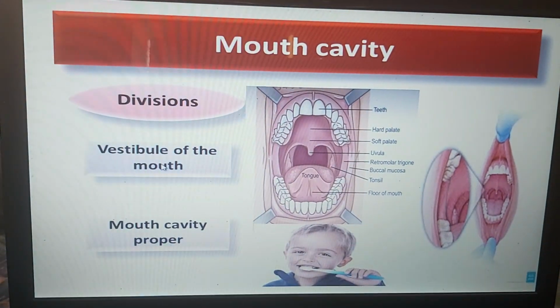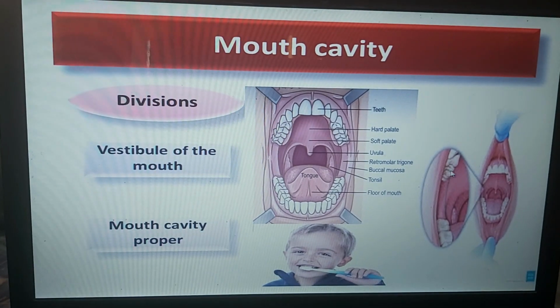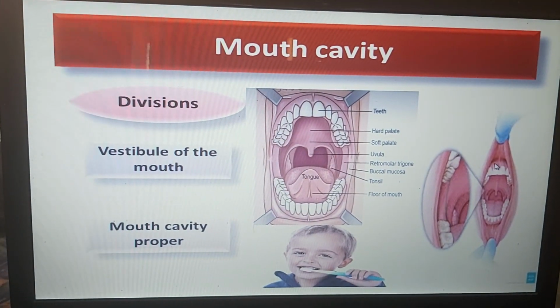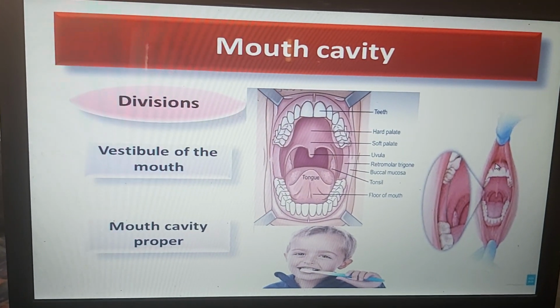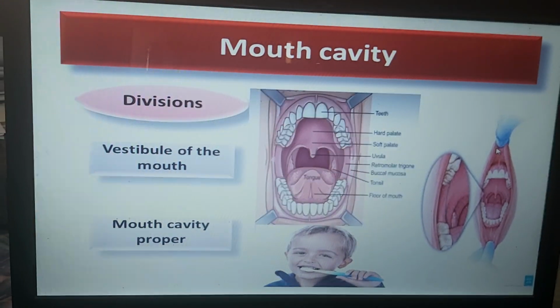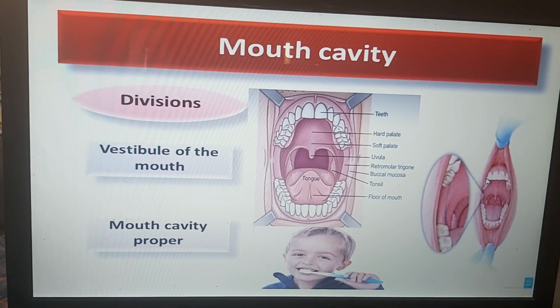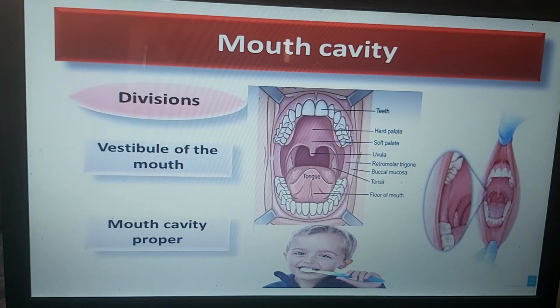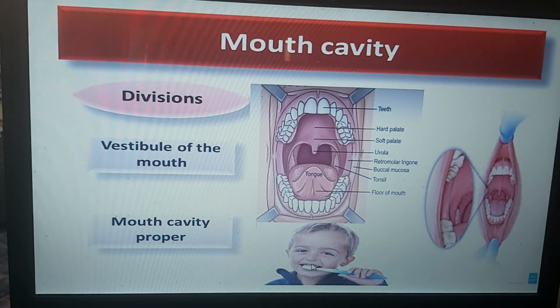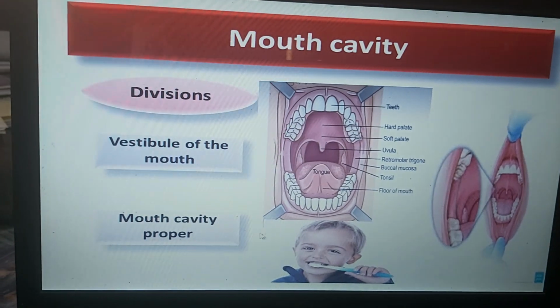The vestibule of the mouth is the slit-like space present between the lips and cheek externally and gums and teeth internally. I mean, it's the space really you put your toothbrush inside.